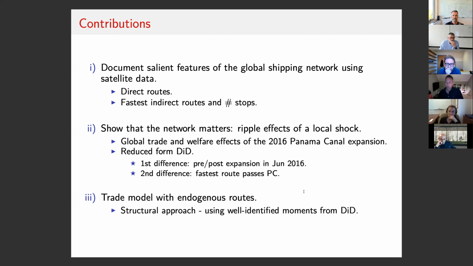And finally, we're going to go back to our models, and we're going to have a relatively simple trade model with endogenous routes. And we will try to quantify that model and look at what happens to trade when we shock the model using the identification that we get from the reduced form. And we can look at things like welfare, how this affects different countries, and so forth.